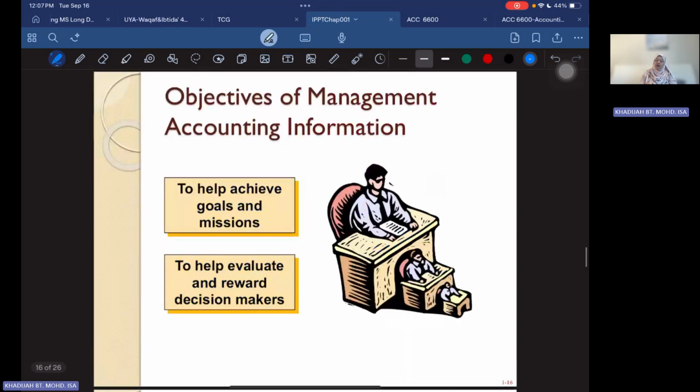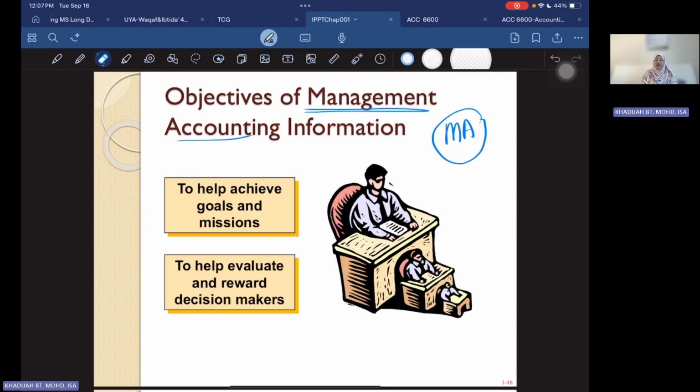And then we have the objective. So remember that we talk about the management accounting part. All right, the objective again is to help achieve goals and mission of what? Of the organization. All right, and then to evaluate and reward decision makers. Right, so that is on management accounting.